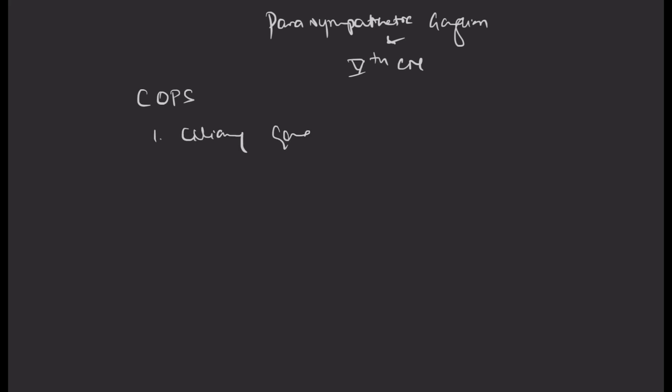Now coming to the parasympathetic ganglion and fifth cranial nerve. The parasympathetic ganglia are COPS. C is the ciliary ganglion. O is the otic ganglion.